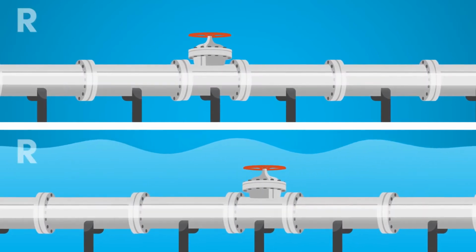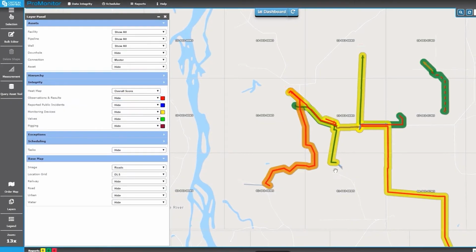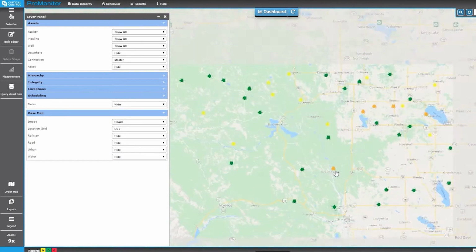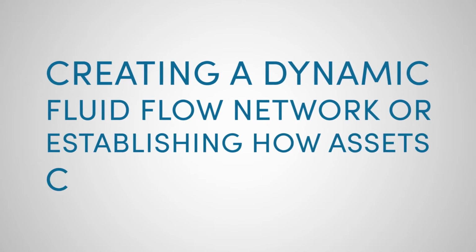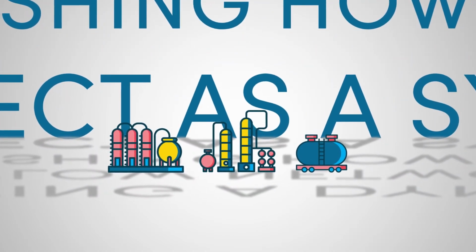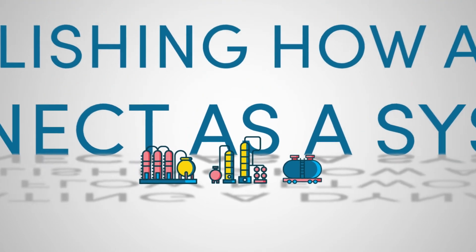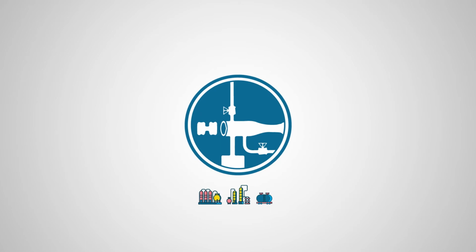ProMonitor Integrity displays both pipeline and water crossing risk severity at a high level. This gives you a visualization of where your highest risk pipelines and water crossings are located. Creating a dynamic fluid flow network or establishing how assets connect as a system is a huge challenge for oil and gas producers. This task is not only time-consuming and difficult to validate, but requires constant updates as field conditions change.